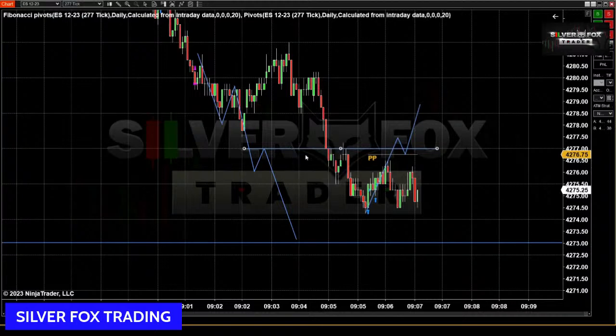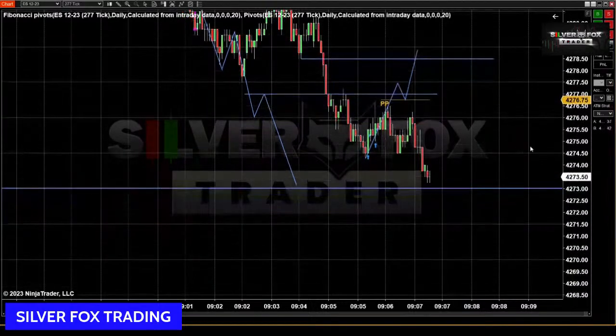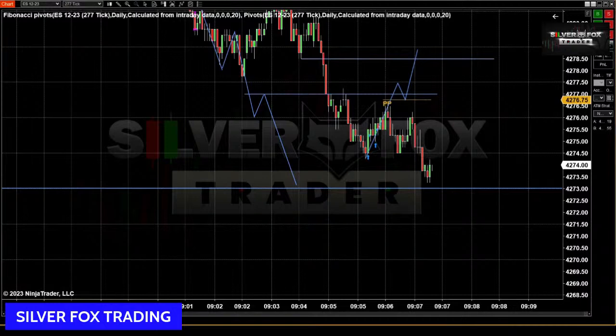This is what I'm looking at. No, for you guys on Facebook, this is a support level. Our target is 73 to the downside, and still going down.